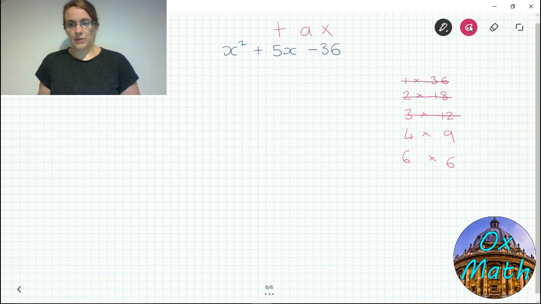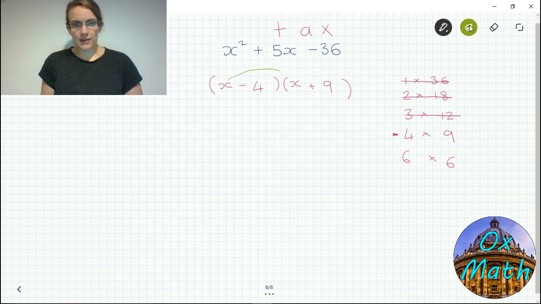I clearly don't want to make the 9 negative, because otherwise I'll end up with a negative when I add the two numbers. But if I make the 4 negative, minus 4 add 9 will give me my 5. So I know that I've got my two brackets, each with an x in, and then my first number is going to be minus 4, and my second number is going to be plus 9.